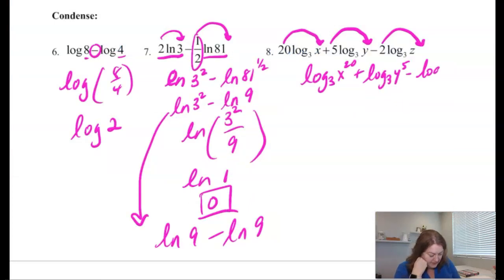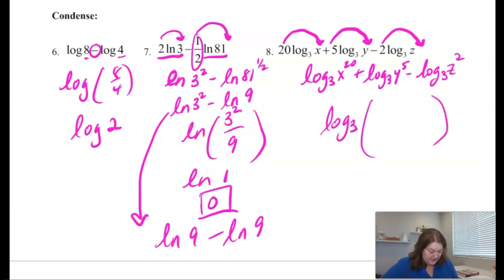log base 3 of z squared. All right, now this one has 3 logs. We're going to condense all 3 together as one single log base 3. And I'm just going to create a fraction bar with room on top and room on the bottom. Anything that's added is multiplied on top. Anything that's subtracted would be multiplied on the bottom. So this would have an x to the 20th and a y to the 5th and a z squared. And we would just leave it like that. Okay, so that would be condensed.